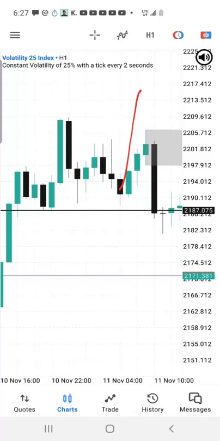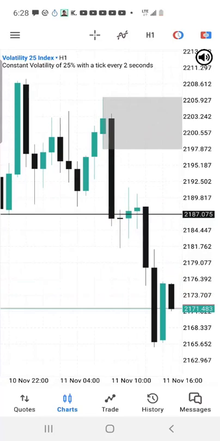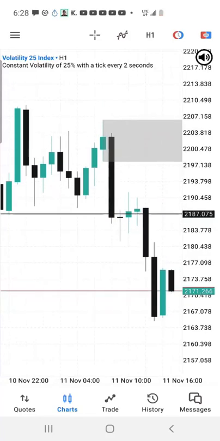It tried to create another high, but it failed. It only got to this extent, and then it came downwards. Now watch what happened here. This is where your trades would become very accurate. The market created a low here.